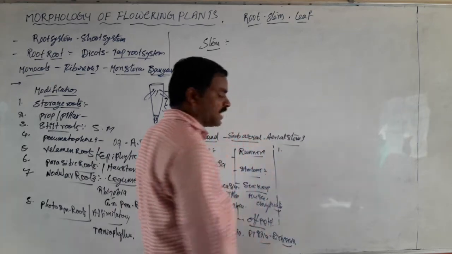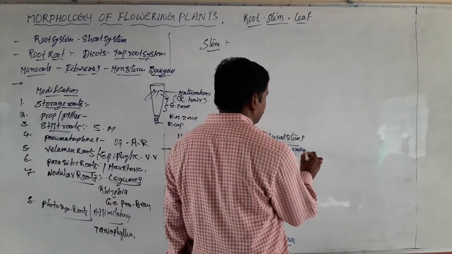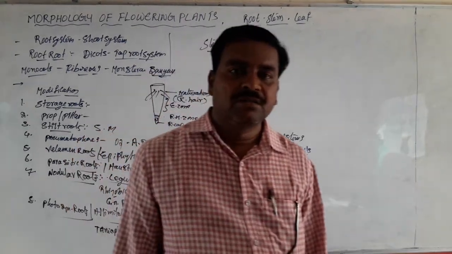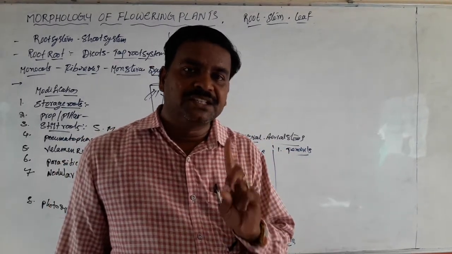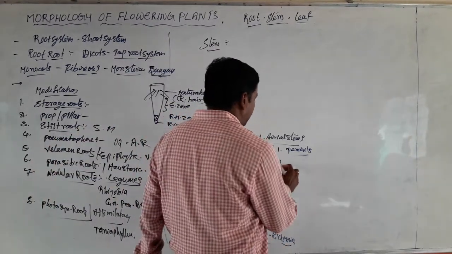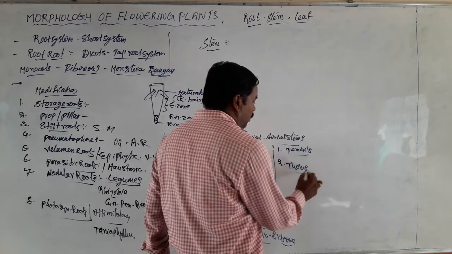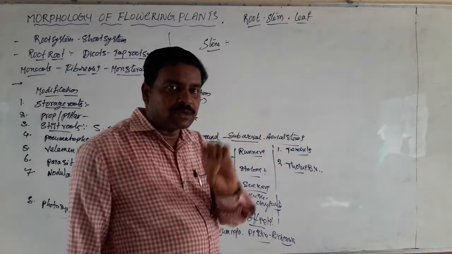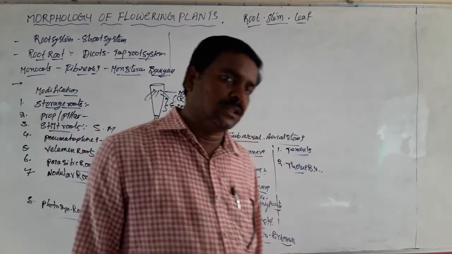Aerial stem modifications are 5 types. One is tendrils. Examples: pumpkin, watermelon, and cucumber. Tendrils are developed from axillary bud. In grapes, tendrils are developed from terminal bud. And the second one is thorns. Bougainvillea is the best example. They help in protection. In Bougainvillea, the axillary bud is developed into the thorn.